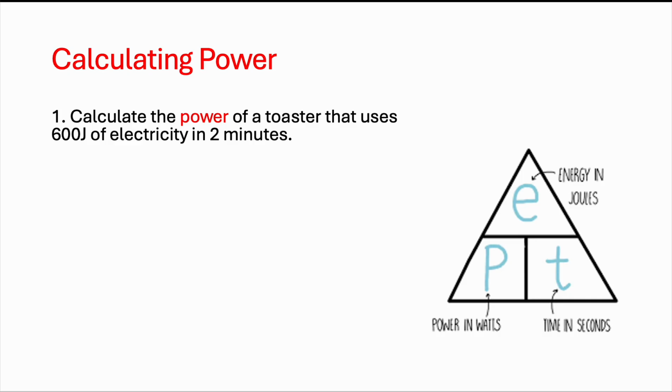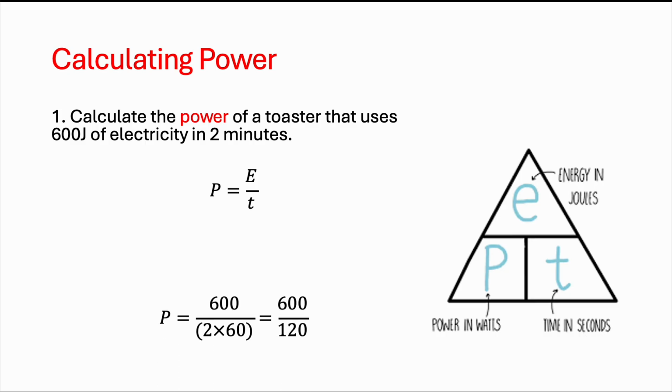Now, key here is firstly we're going to use our equation. We're going to look at the triangle. We're going to go power is equal to energy divided by time. Now, I've noticed that in a lot of these questions, exam boards are very sneaky and they like to change things up. And you notice here our time is in minutes. So actually this would be a 3-mark question because we need to turn those minutes into seconds.